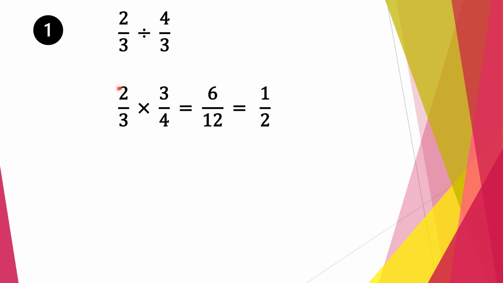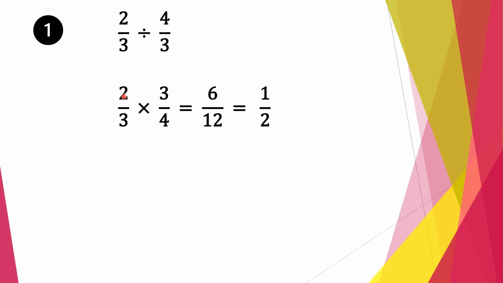In division, we write the first fraction as it is, and we change the sign from division to multiplication, and then for the second fraction, we take the reciprocal. We change the fraction, flip it over. So it was 4/3, now it's 3/4. Now we have a multiplication, which is easy.